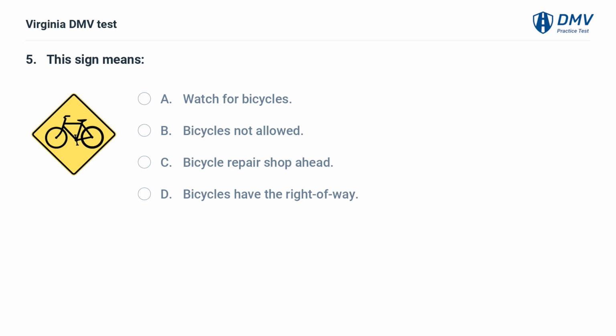This sign means A. Watch for bicycles. B. Bicycles not allowed. C. Bicycle repair shop ahead. D. Bicycles have the right of way.